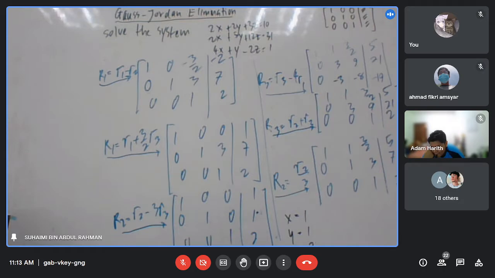So we can say that we cannot simply use whatever method, because we have to follow the instructions and use the method given, either the Gaussian or the Gauss-Jordan method.